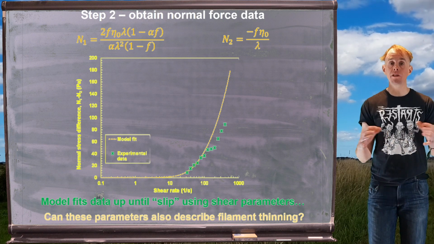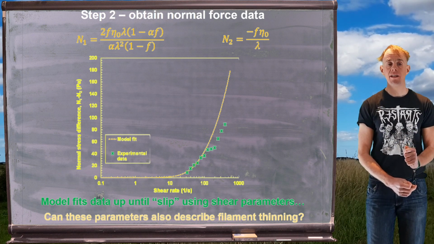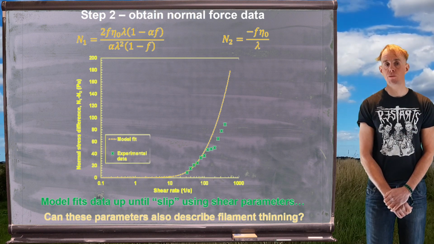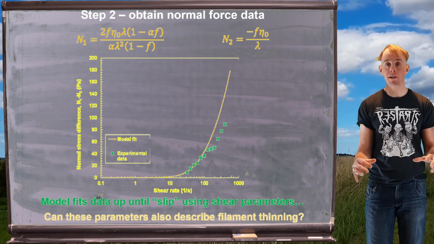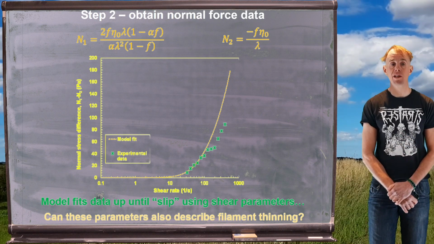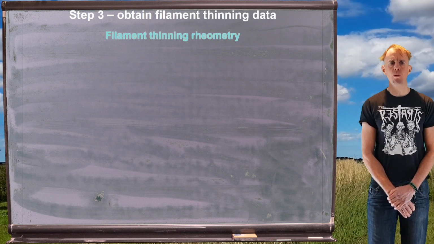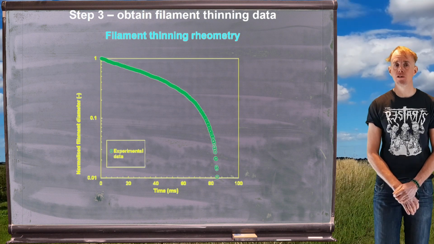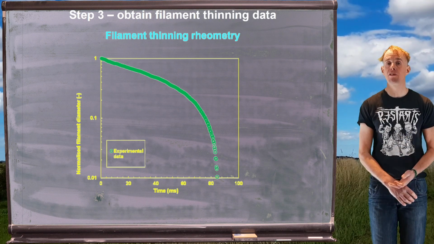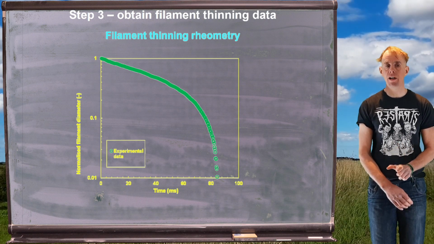So this is great, but this is all still in steady shear. Now, the question that we want to try and ask is, can these parameters also describe the filament thinning process? If we can get a unified set of parameters for all three deformations, that gives us a very strong basis to generate a good rheological fingerprint. So we need to obtain some filament thinning data. Again, what we're going to use is filament thinning rheometry using a TreeMaster Mark II. I'm going to jump straight to the results, and what I'm plotting here is the normalized filament diameter on the y-axis on a logarithmic scale, and that's D over D naught, as a function of time in milliseconds.